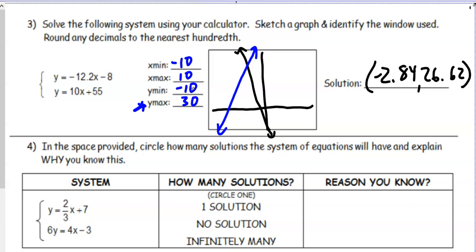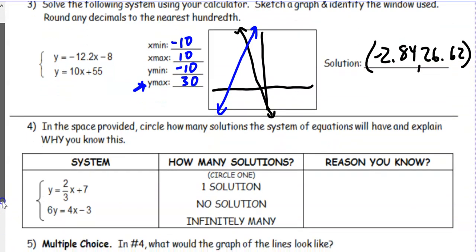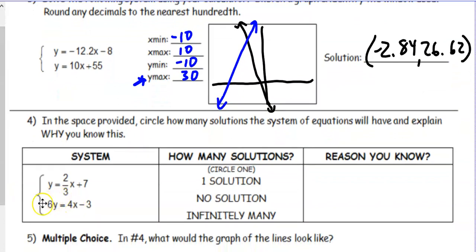All right, so some special cases. When we do the special cases, we're going to look here at number 4. I want you to do one thing. Pause the video, solve this second equation for y. Go ahead and try to circle which one it is, and then we'll talk about it. Again, push play when you're done with that.